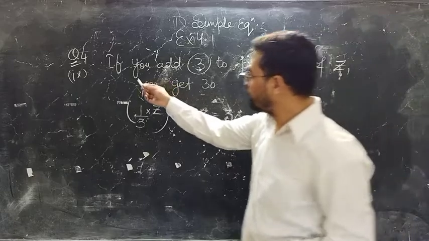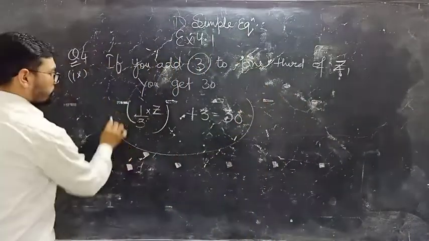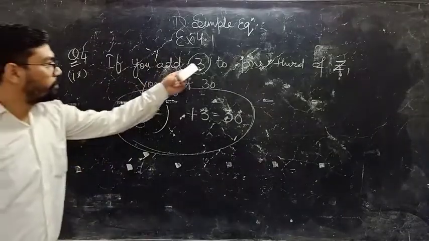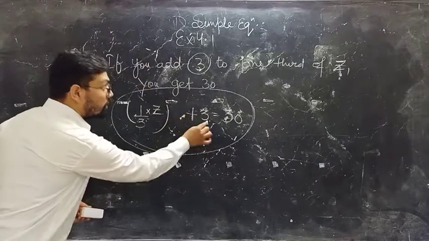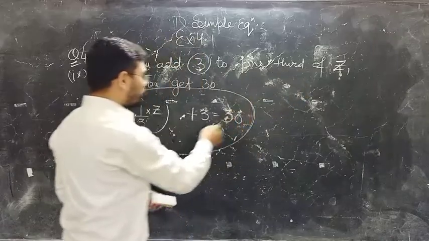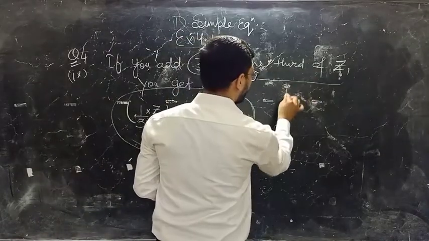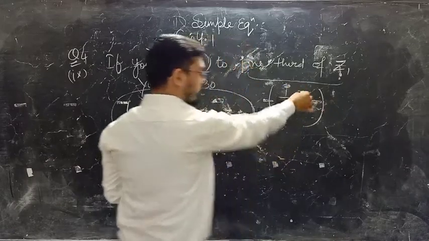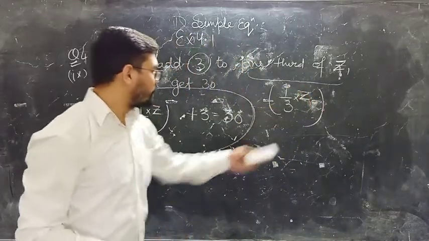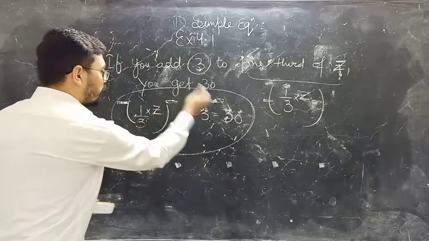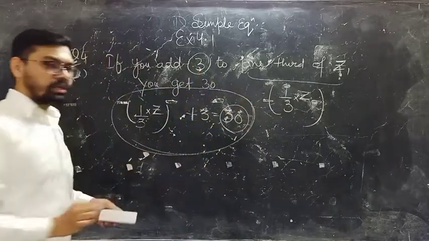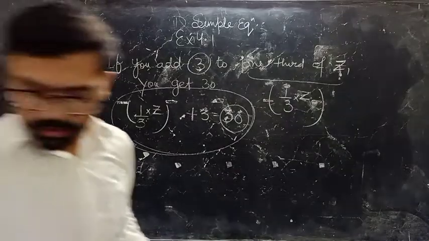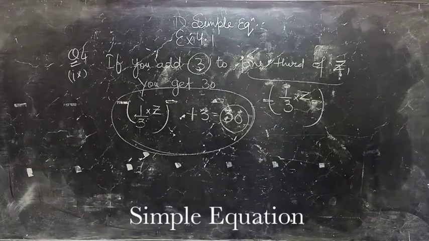So this is how you made this equation from the given statement. If you add 3 to 1/3 of z, you can write here 1/3 of z. Then add these two values, and the result that you will get is equal to 30. Okay, please note it down fast. Then I will cover some more questions based on the same.